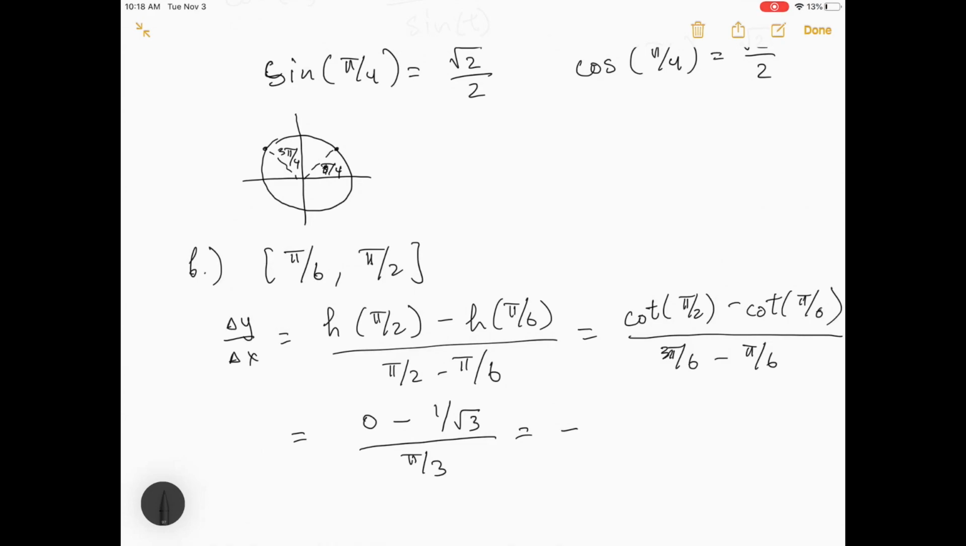Simplifying the equation, I get that the rate of change of my function over the given interval is square root of 3 over pi.